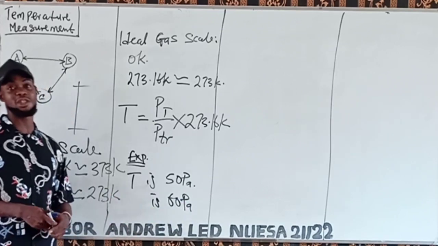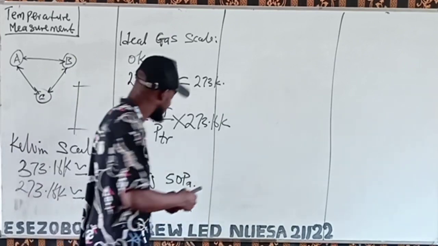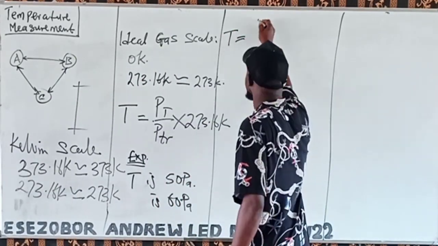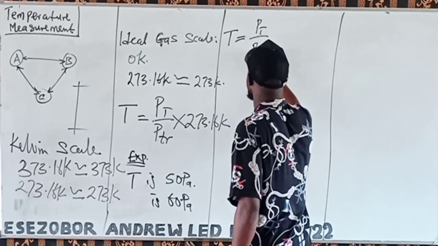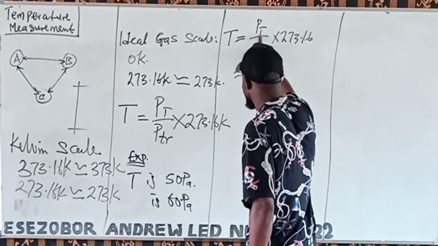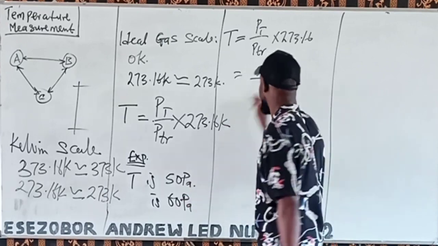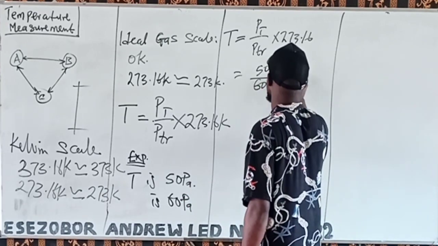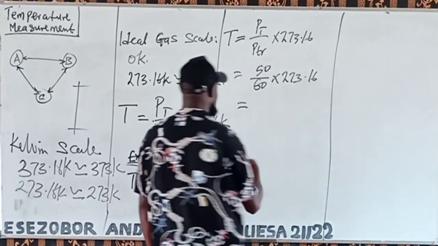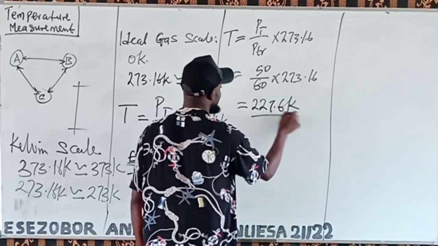Remember, Pascal is the unit for pressure, which is also the same thing as Newton per meter square. Take note of that. And the value of T we said for the ideal scale is P_T over P_tr times 273.16. Now what is the pressure at T? The pressure at the low temperature is 50, over the pressure at the triple point of water, 60, times 273.16. You solve that with the calculator, you're going to have 227.6 Kelvin. That will be the unit.